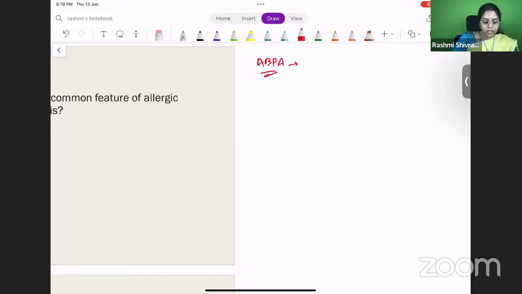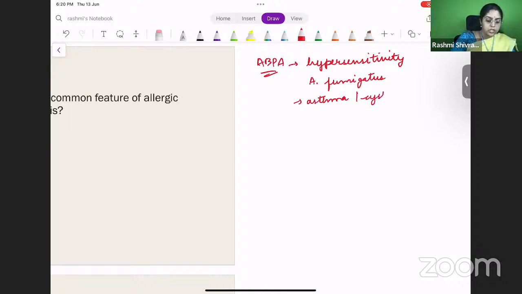ABPA is an allergic reaction. It's a hypersensitivity reaction to the Aspergillus antigen, usually Aspergillus fumigatus. This is usually seen in patients who have asthma or cystic fibrosis or some kind of immunosuppression. Most commonly it is seen in patients having asthma and cystic fibrosis.